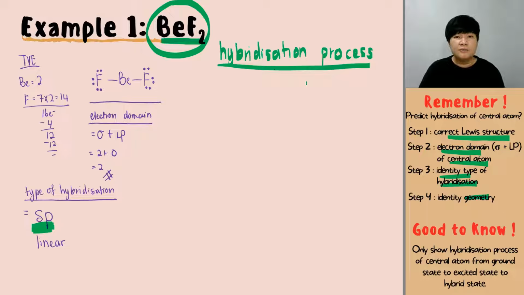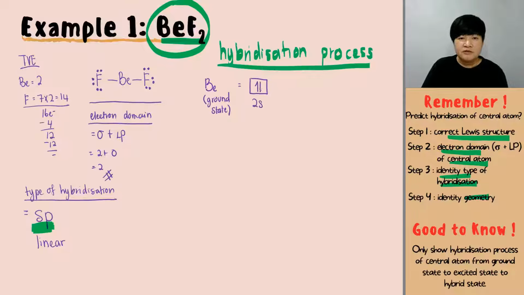In the hybridization process, the first thing that you need is actually the valence electron of the central atom in orbital diagram. So, starting the first stage, which is your beryllium. Your beryllium right now is in ground state. So, the ground state means just the valence electron of beryllium in the orbital diagram. The orbital diagram for the valence electron of beryllium is this, with 2 electrons in 2s.